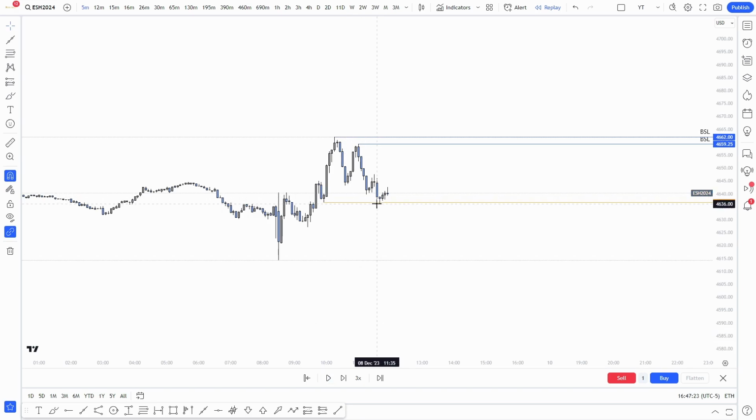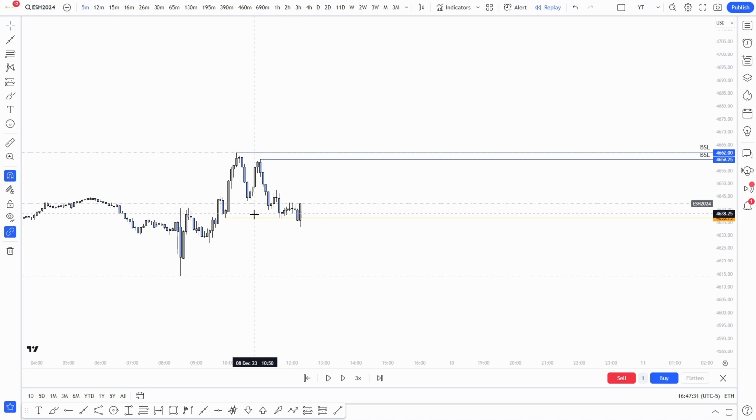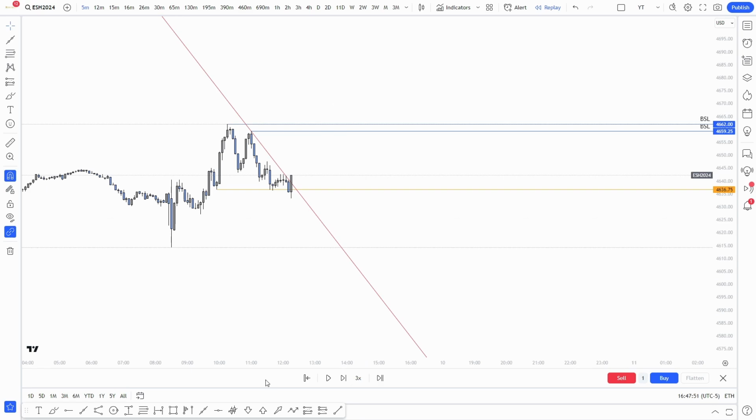Notice how we take in sell side liquidity here. Okay, so at this given point in time, notice how we have swept internal sell side liquidity and failed to displace below this level. Now at this given point in time, we're going to take our trend line and wait for this candle to close. If we can get a body close above this range, we will enter our longs and look to take out internal buy side liquidity, then buy side liquidity.